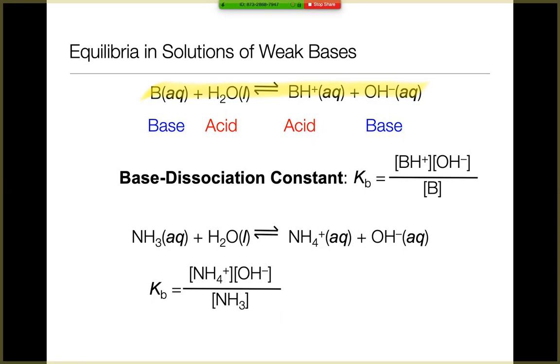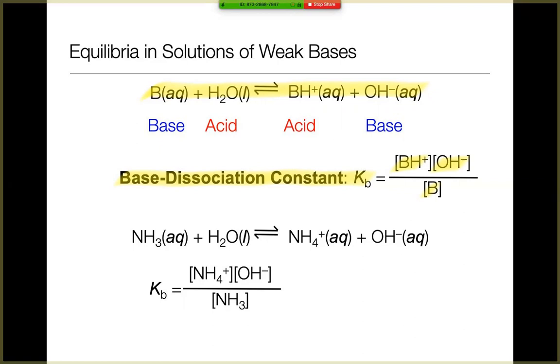Therefore, it's making hydroxide. And just like when we had Ka, we can also write out the base dissociation constant, Kb. It looks almost identical to what we were looking at with Ka. It's always products over reactants. But the difference is we have hydroxide in the products. We have our protonated base in the products, and everything is divided by the concentration of the non-protonated base.